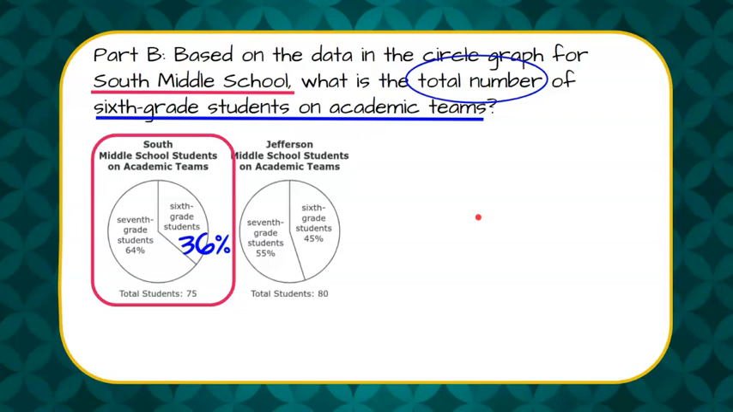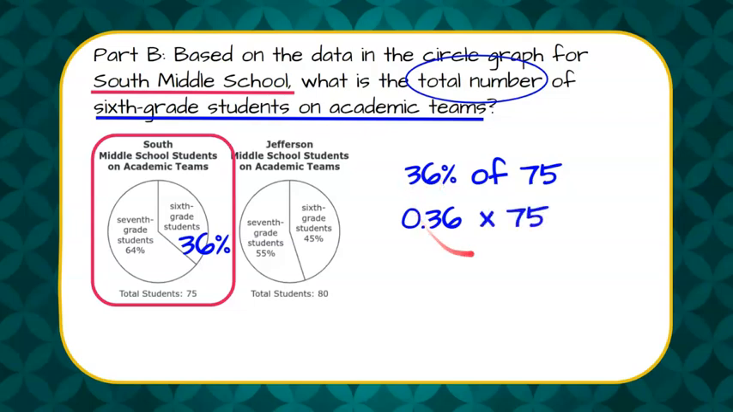So we're going to come over here, and that will tell us how many 6th grade students are on the academic teams. So 36% of 75. We're going to take 36% and rewrite it as a decimal, moving the decimal point 2 spaces to the left, 36 hundredths. We're going to multiply 75. So we set up our multiplication. 6 times 5 is 30, 0, carry the 3. 5 times 3 is 15, plus 3 is 18, 8, carry the 1. 5 times 0 is 0, plus 1 is 1.